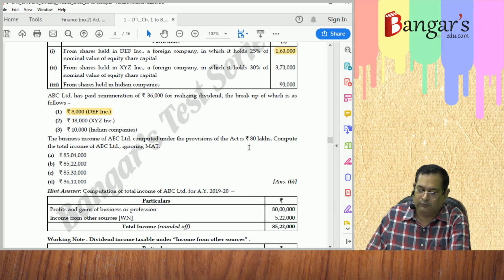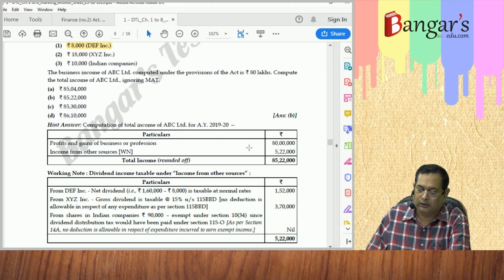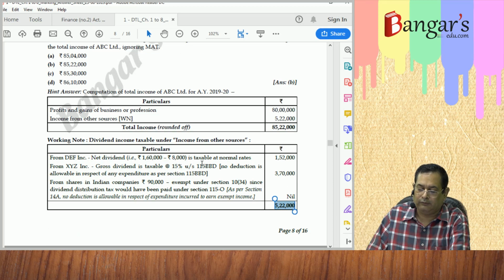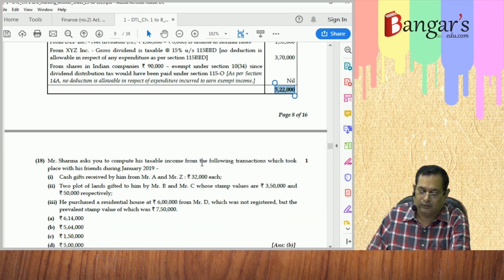An Indian company dividend is what? Exempt. Therefore, income from other sources is 5,22,000 rupees. PGBP income is 80 lakh rupees. Total income will be 85,22,000 rupees.